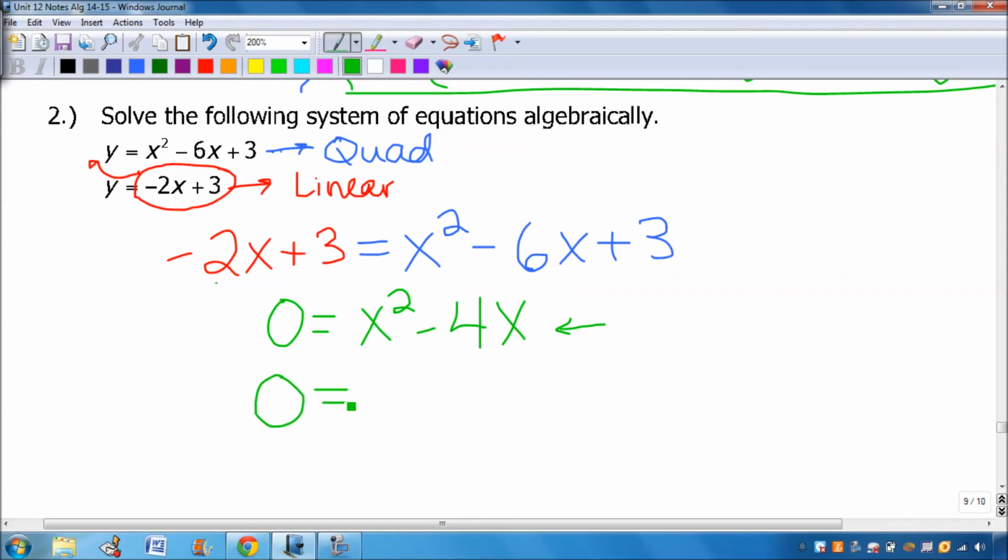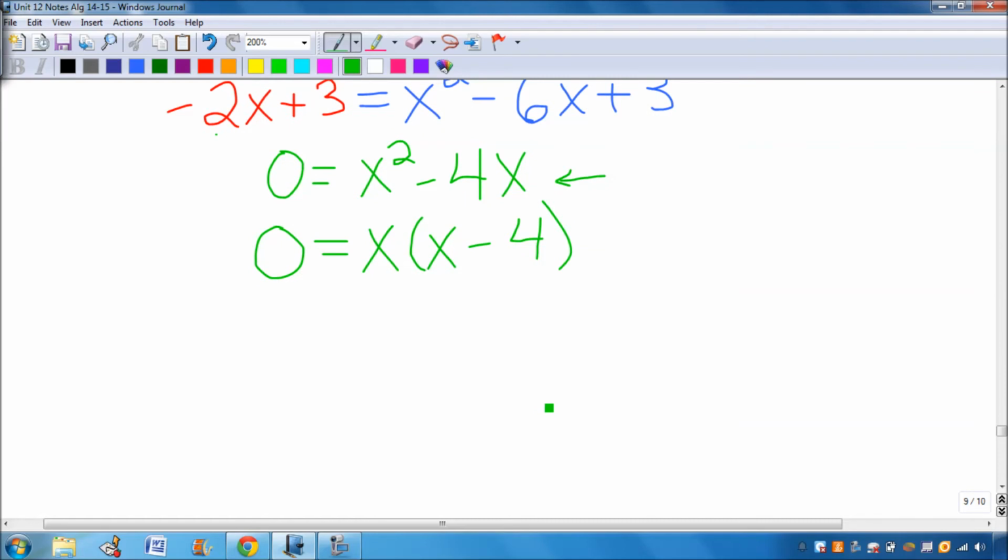The first question you're going to ask yourself is, can I factor it? And if I can factor it, the first question I ask myself is, is it factorable by GCF? And yes, it is. So I'm going to factor out an x, and then I've got x minus 4 left over, and it's super easy to deal with now. So now that means that my two x values are x equals 0 and x equals 4.